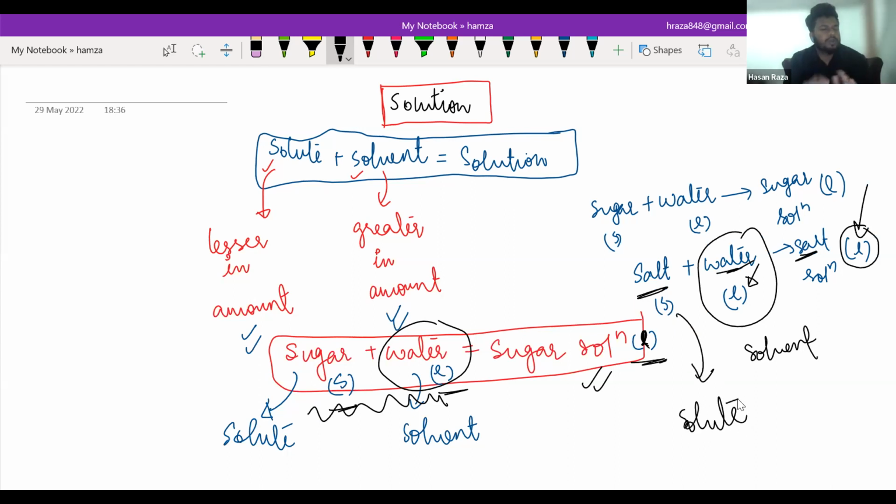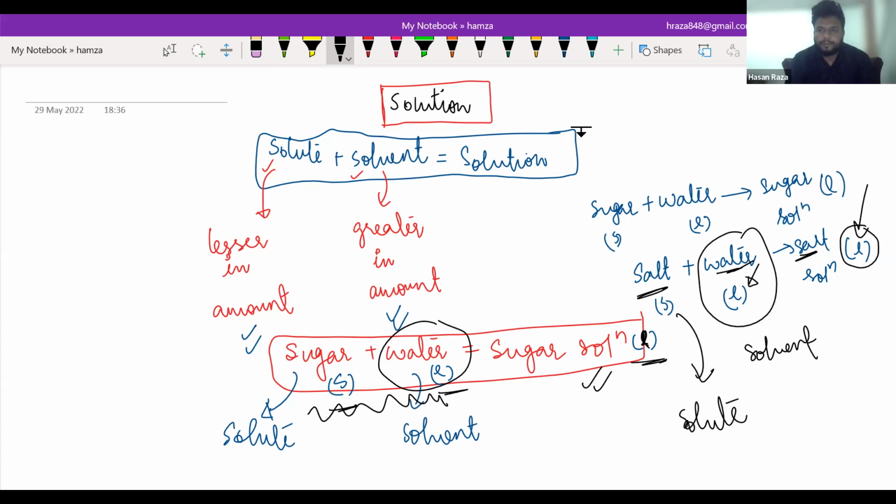So we have two methods to recognize whether it is solute or solvent. The first one is whichever is lesser in quantity, that is solute, and greater in quantity, that is solvent. And the second method, the physical state: the one which has the same physical state as that of the solution is solvent, and the one with a different physical state will be solute. Is that clear? Yes, sir. Okay, can I change the slide?